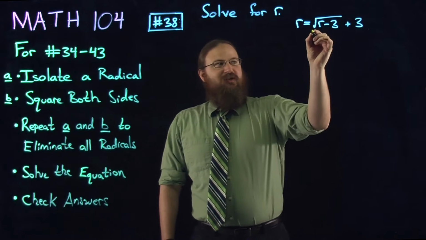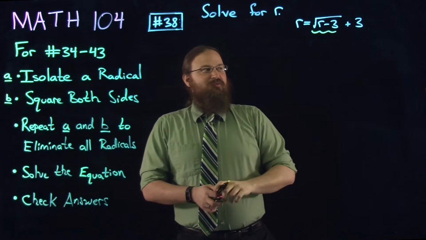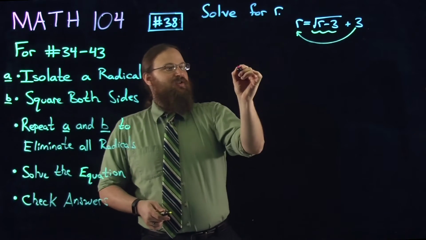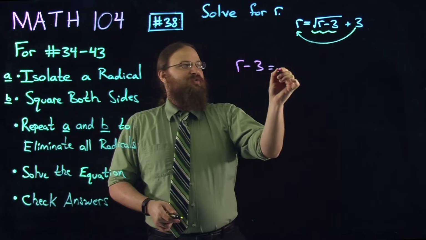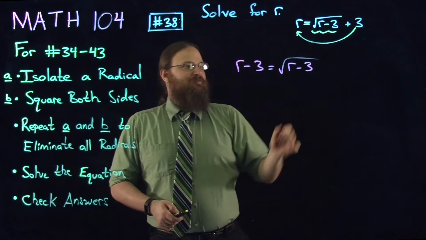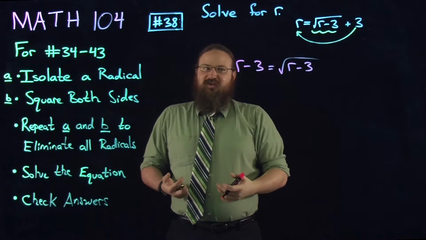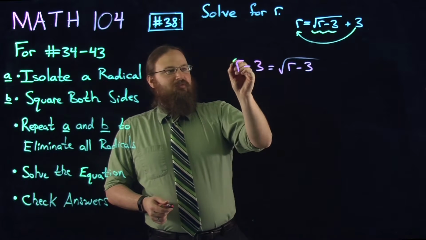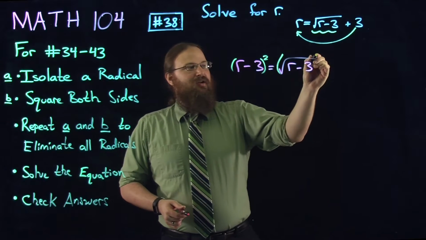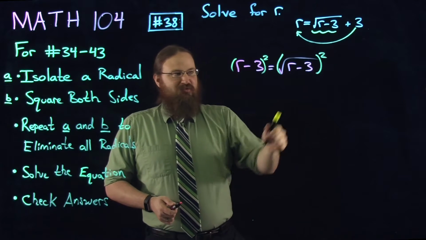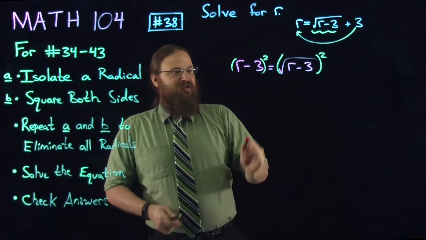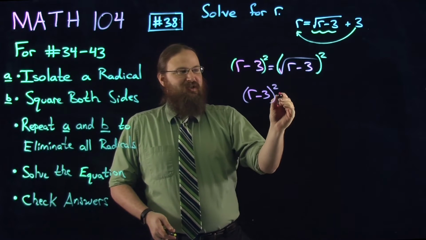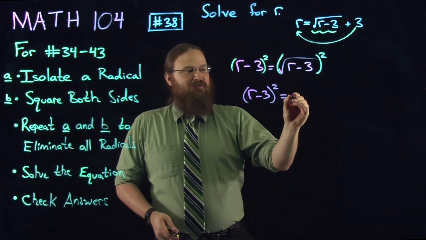First thing we're going to do is isolate this radical by subtracting 3 onto the left-hand side, which leaves us with the equation r minus 3 equals the square root of r minus 3. So, A, we've isolated a radical. Luckily, there's only one. Square both sides, which essentially neutralizes and removes this radical. This leaves us with r minus 3 squared, which we'll have to think about, and the radical's removed.